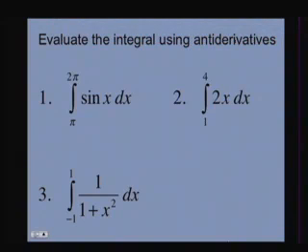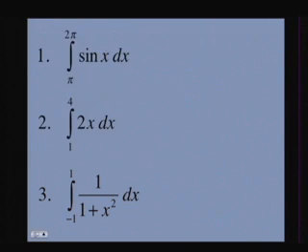We have 3 examples: the integral from pi to 2 pi of sine x dx. Then for number 2, the integral from 1 to 4 of 2x dx. And number 3, the integral from negative 1 to 1 of 1 over 1 plus x squared dx. I'm going to move to a screen that will give me a little bit more room, and we'll do each one of these. So the integral from pi to 2 pi of sine x dx.